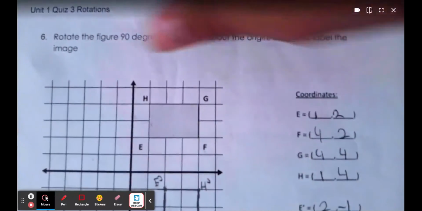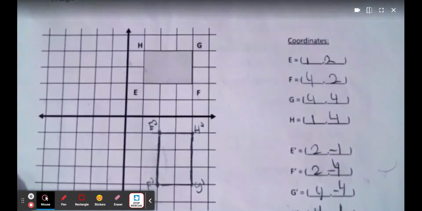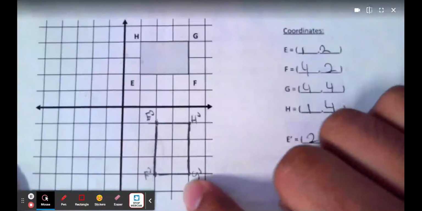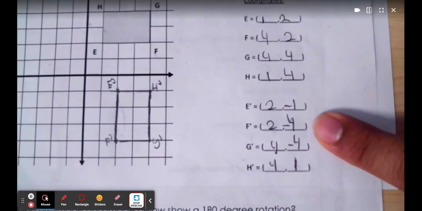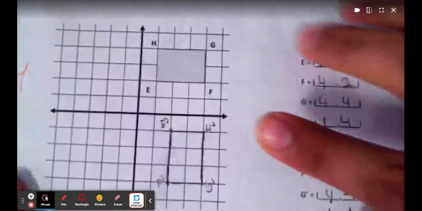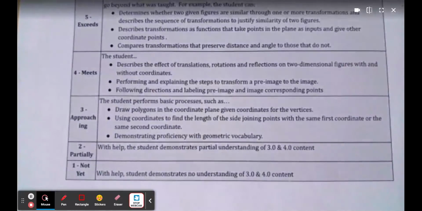In this example, we have a student demonstrating that they can rotate a figure 90 degrees around the origin. They have rotated their image, they have drawn and labeled each of the vertices, and they have correctly labeled each of these coordinate points. So this would receive a 4 because it meets all of the standards set out by the rubric.